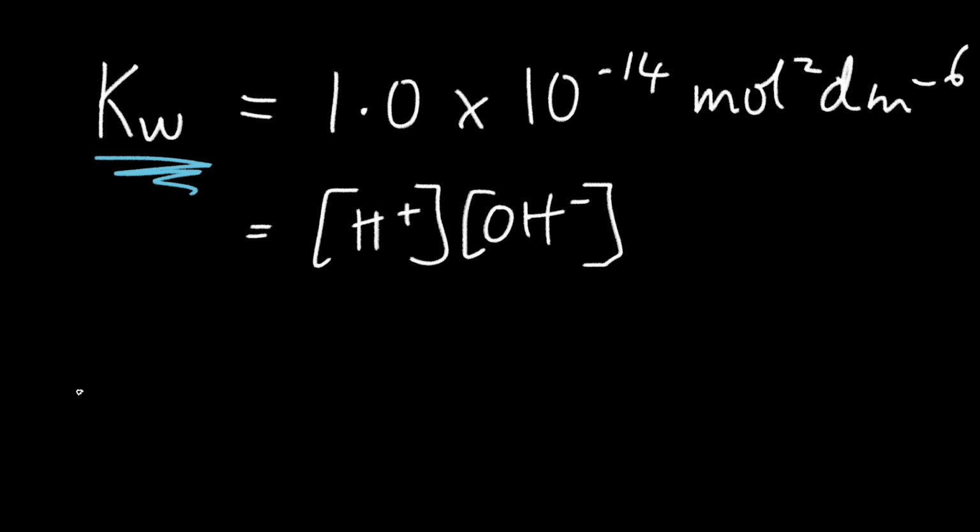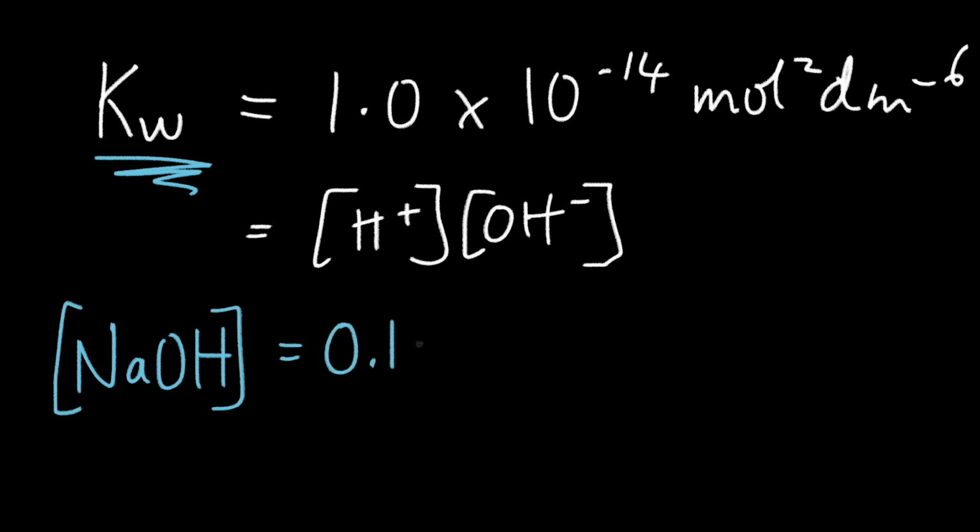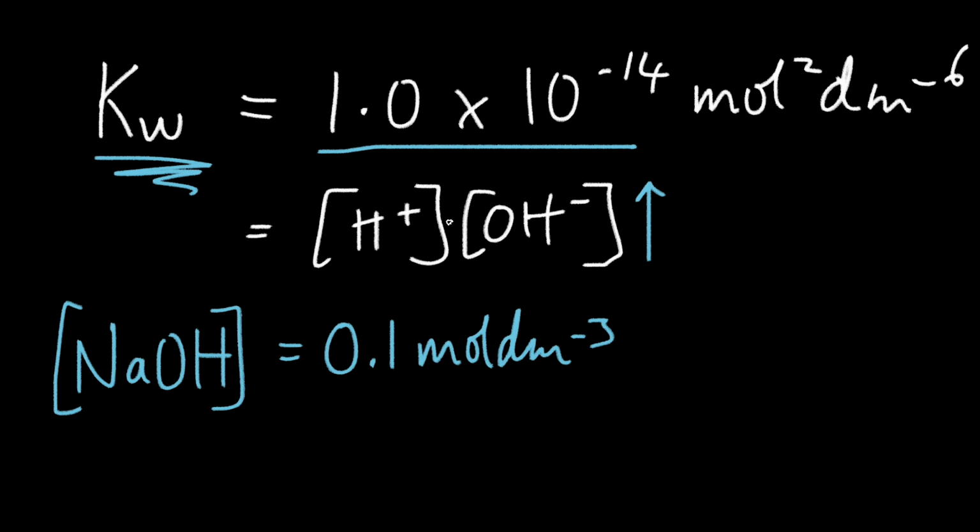So let's say we have an aqueous solution of sodium hydroxide, and the concentration of this is going to be 0.1 moles per decimeter cubed. So now the concentration of OH- ions is going to be much greater than it was in pure water, and because Kw has to be constant at a given temperature, that means the equilibrium is going to shift to decrease the concentration of H+ ions. So we can use Kw to find the concentration of H+ ions at a given OH- ion concentration.